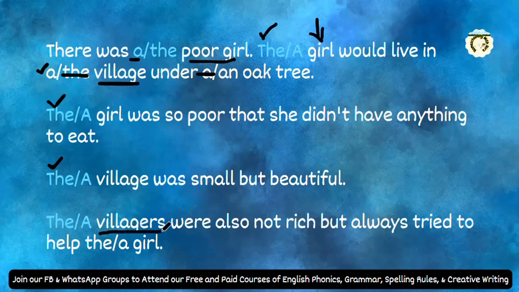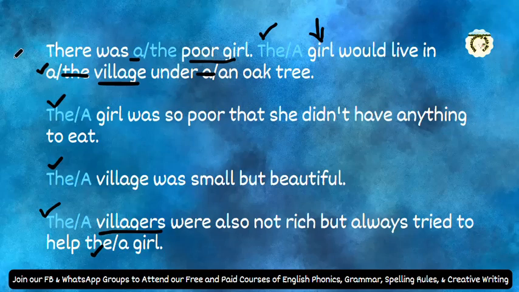Blank villagers were also not rich but always tried to help the girl. Now, this word villagers is coming here for the first time, but can you use a with villagers? It's a plural. So, with plural, we need to use the definite article, that is, the villagers were also not rich but always tried to help the girl. The girl.